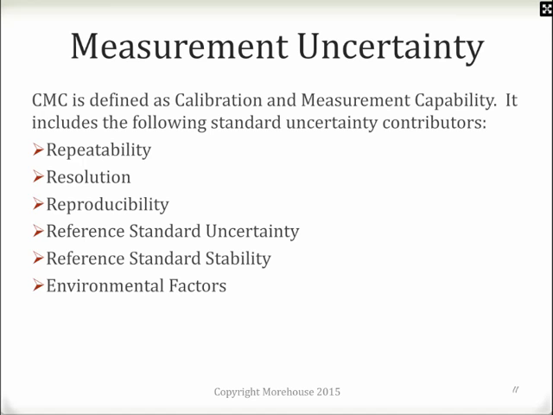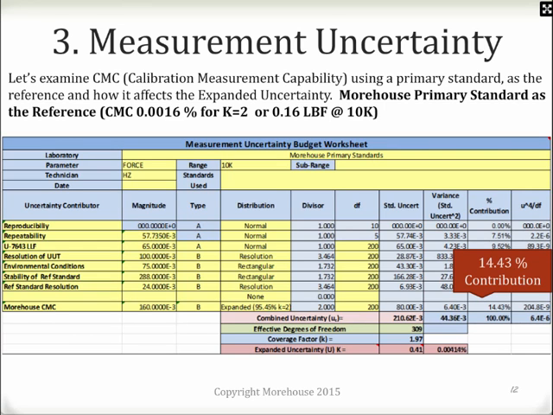Measurement uncertainty. CMC is defined as calibration and measurement capability. It includes the following standard uncertainty contributors: repeatability, resolution, reproducibility, reference standard uncertainty, reference standard stability, and environmental factors. I sometimes call these the 5 R's and an E. Pretty easy way to remember them.